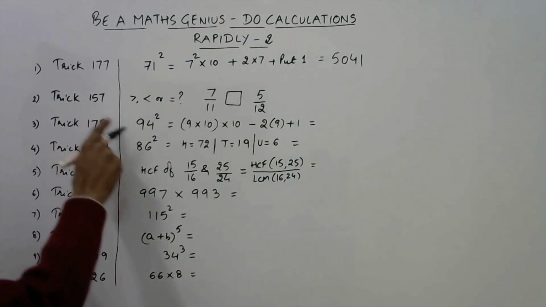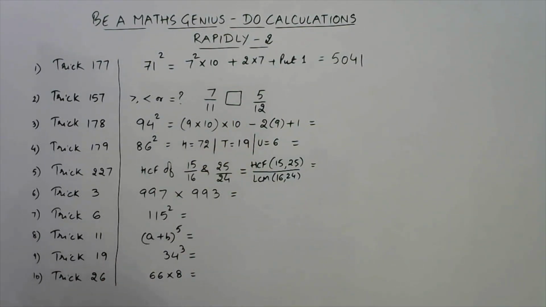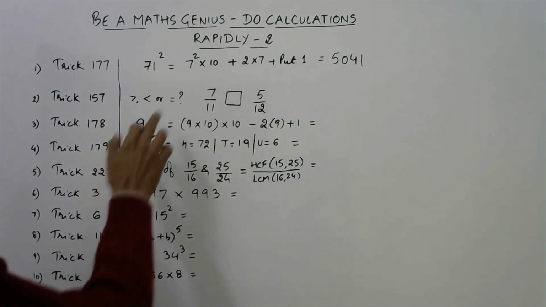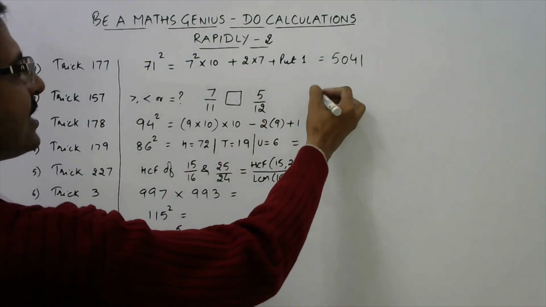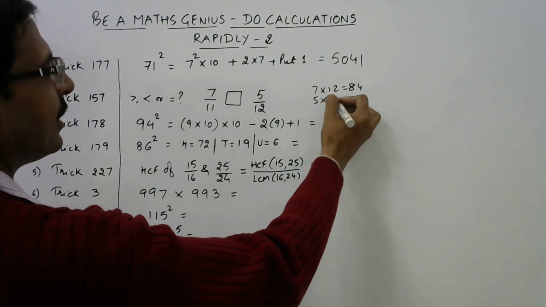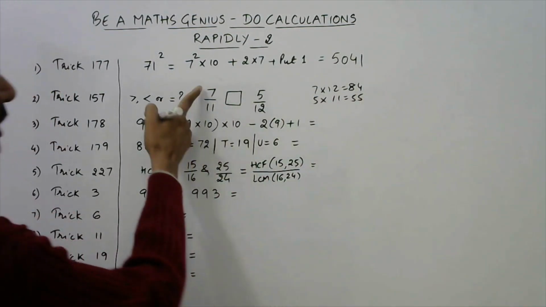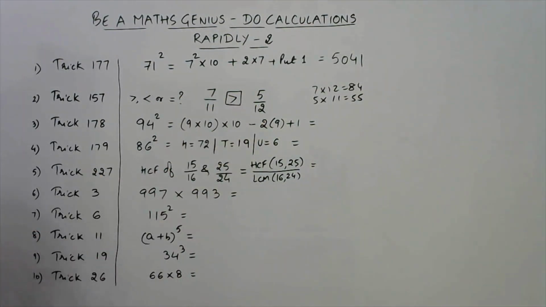Trick 157, to find which of the two fractions is greater, less or smaller. Now let's see. 7 into 12, just cross multiply. 7 into 12 is 84 and 5 into 11 is 55. So this numerator gives you the larger product, so this fraction is greater.